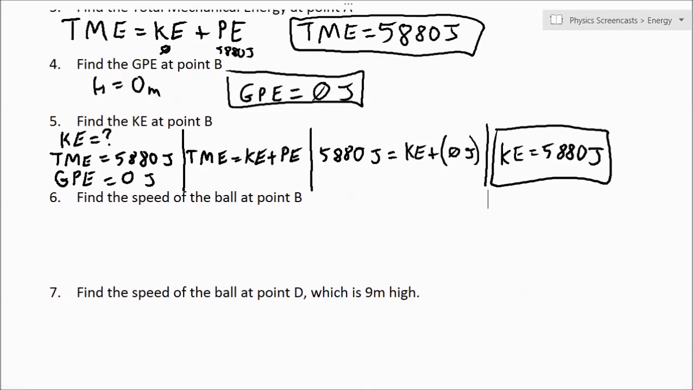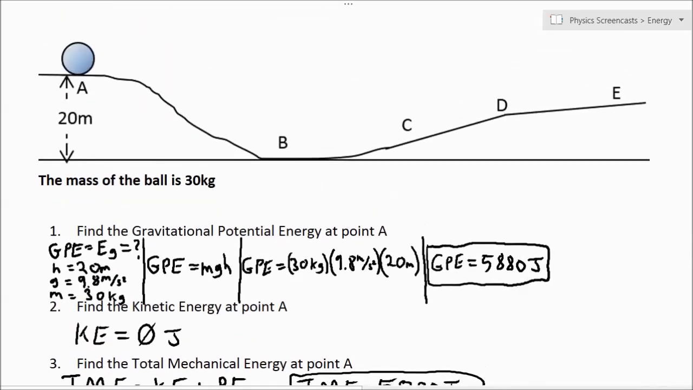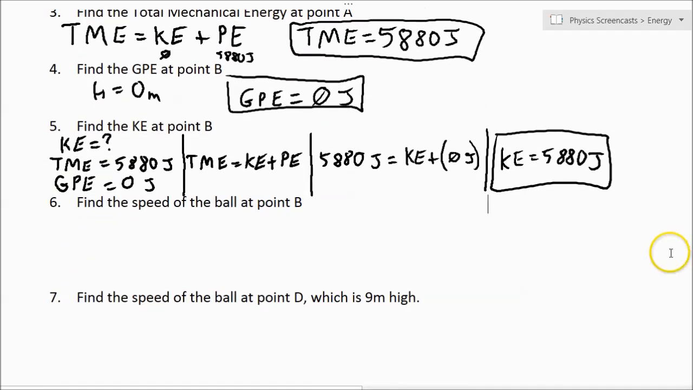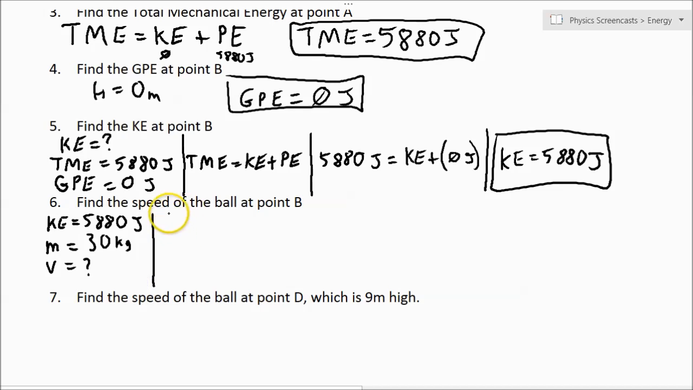Now we're going to use that information to find the speed of the ball at point B. So let's just go back up and recap. Point B is down here at the bottom of the hill, and we need to find the speed. To do that, there's only one equation that we know of that involves speed or velocity, and we're going to end up using that. We need to know the kinetic energy, which we just recently found, 5,880 joules. The mass of the ball, 30 kilograms. And we would like to know velocity. So the only equation that involves that velocity is this one. K equals 1/2 mv squared.